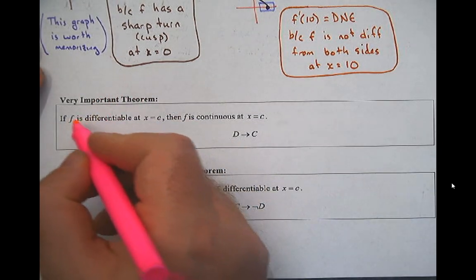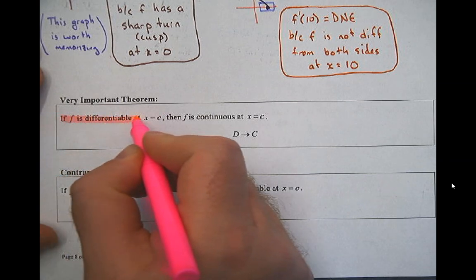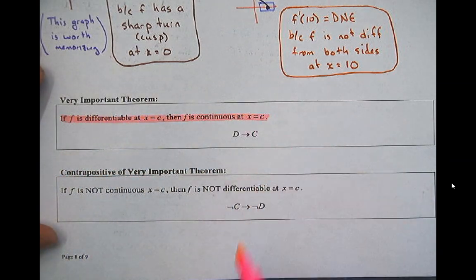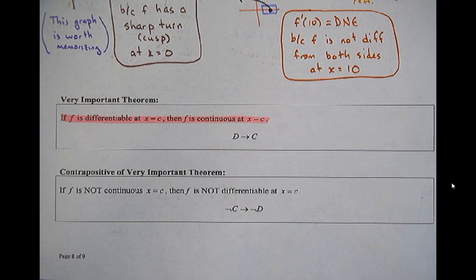Very important theorem. If f is differentiable at x equals c, then f is continuous. That's huge. So if you tell me that the function is differentiable at x equals c, then it automatically is continuous. So if I get a problem, and they'll do this all the time, that says f is everywhere differentiable, which means every point has a derivative, well, that also means, without them saying it, that f is continuous at every single point.